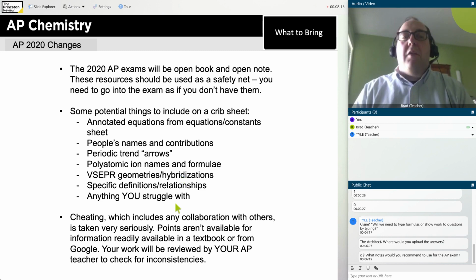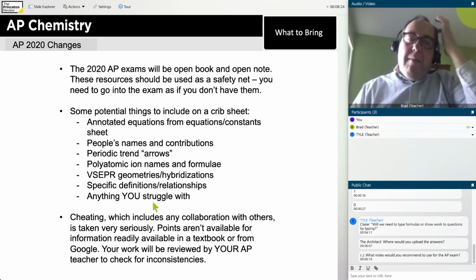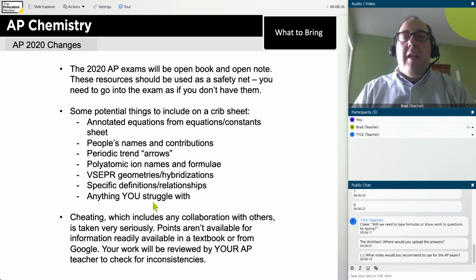Anything you struggle with, anything that over the course of the year in your AP class you've just realized, "I never get this right, I always think it's backwards or something," just go ahead and write those things down. The notes that you're going to be bringing in are just for you, so you can make them as personally appropriate as possible.